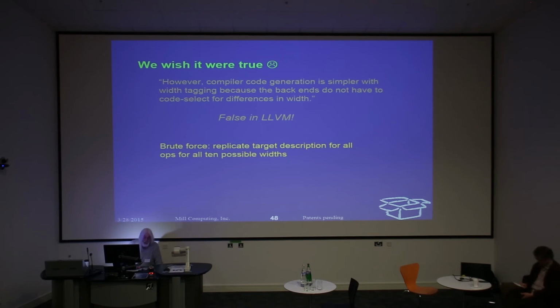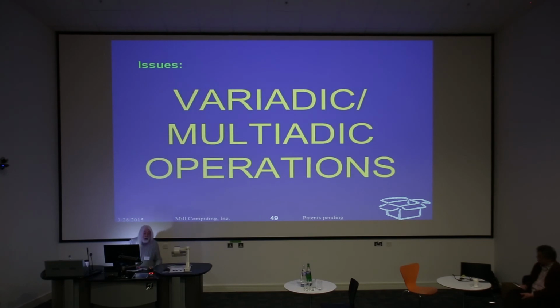Well, we tried to replicate the target description for all ops for all 10 possible widths. Welcome to TableGen. TableGen is not designed for our kind of a machine. It's not clear that it's designed for any kind of machine, but that's a different issue. Our solution ultimately was brute force. We replicated the target description 10 ways. It works, but I'll return to TableGen later.